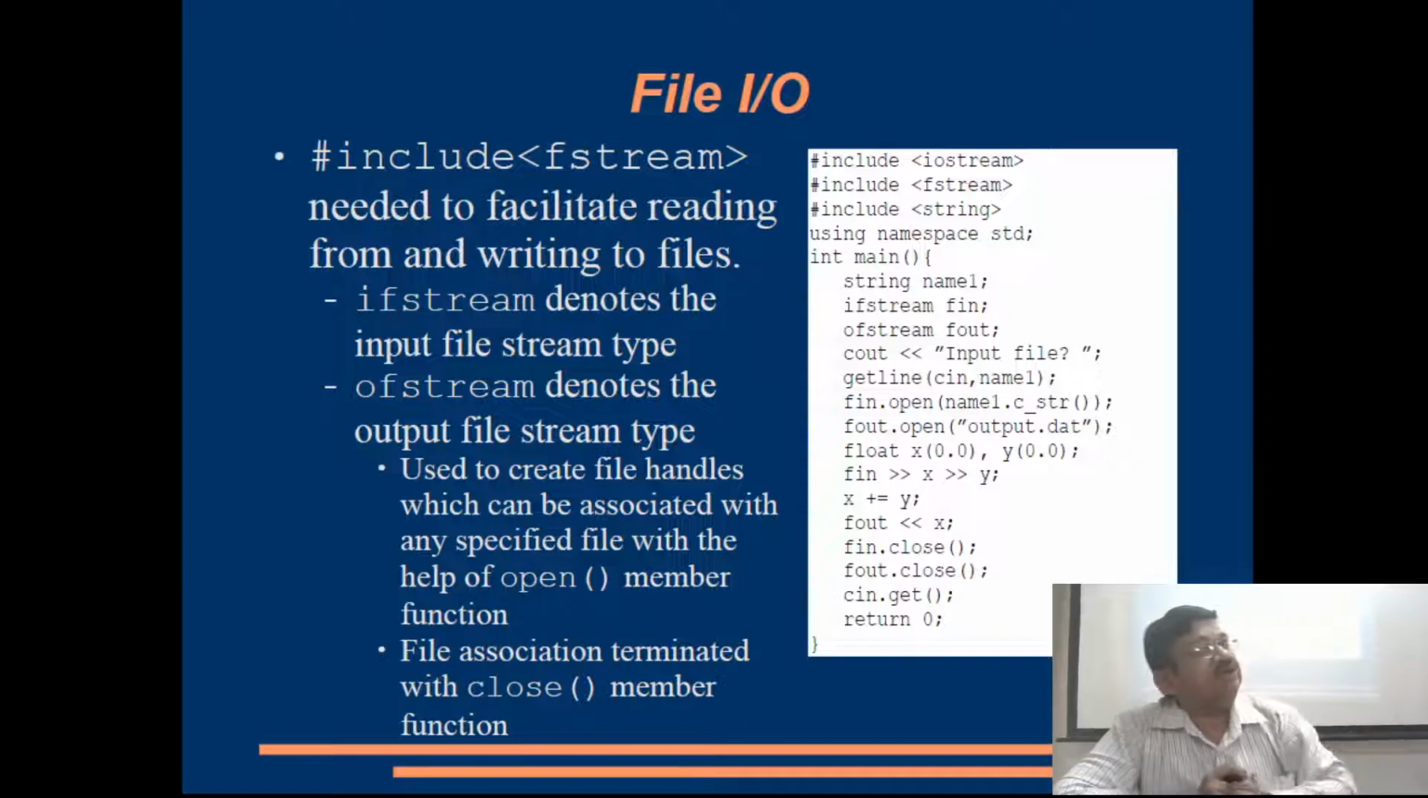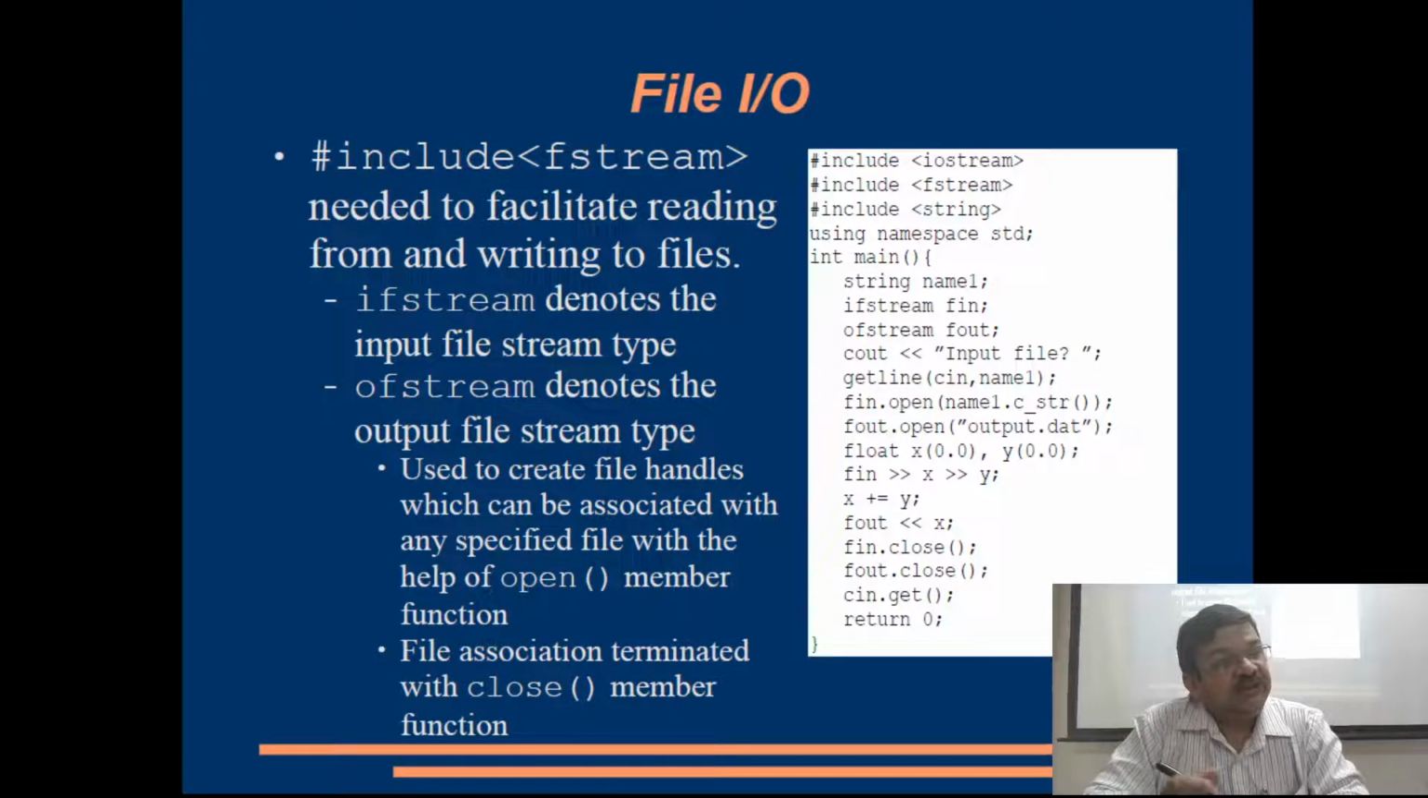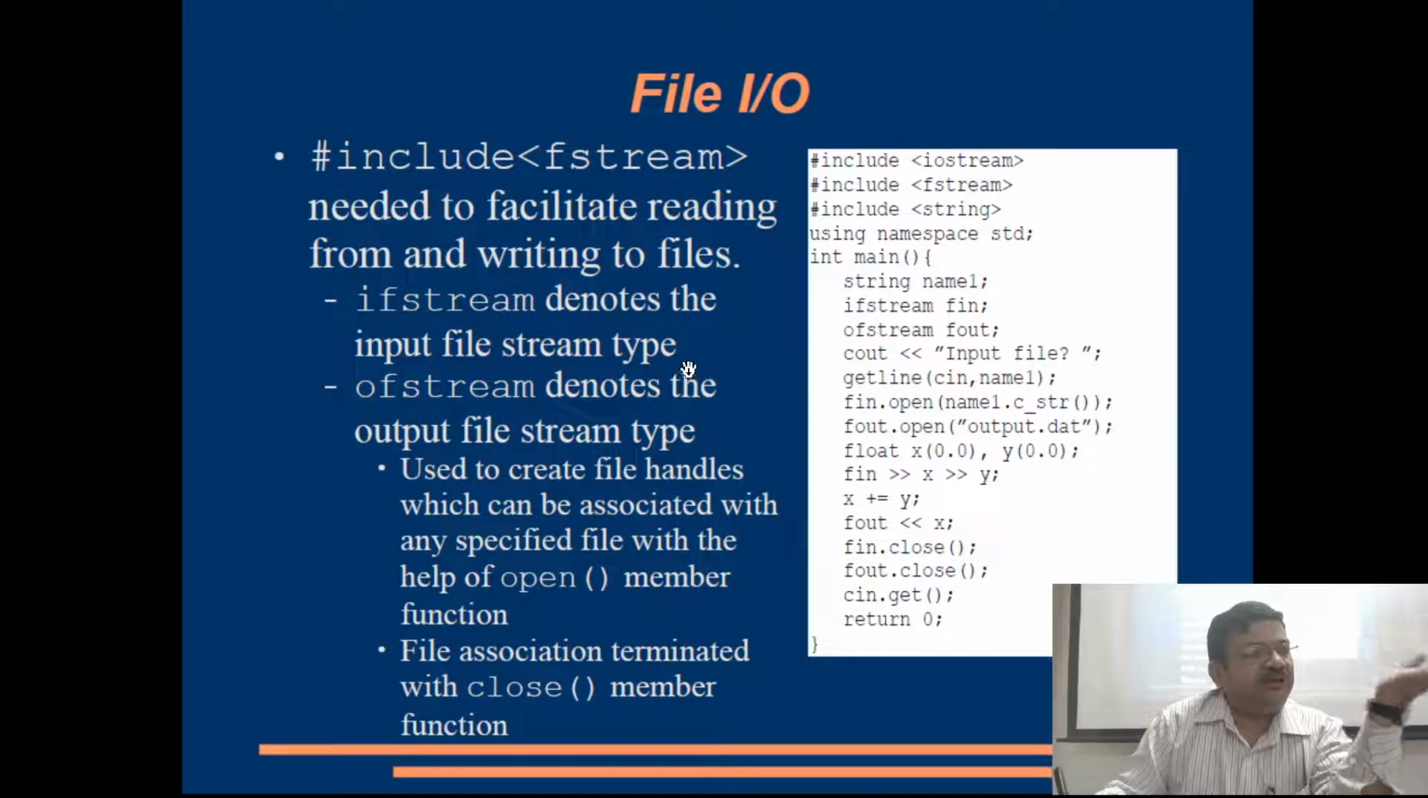That is not standard C++. Conio.h is a header file for Turbo C++. Turbo C++ is not standard C++, right? So we will talk about defining file streams, input and output file streams, with reference to this sample code that you see on the screen.